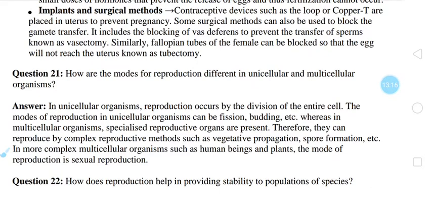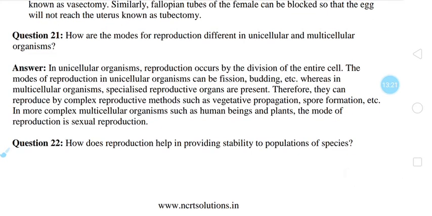Next question is question number 21. How are the modes of reproduction different in unicellular and multicellular organisms? In unicellular organisms, reproduction occurs by the division of the entire cell. The mode of reproduction in unicellular organisms can be fission, budding, etc. Whereas in multicellular organisms, specialized reproductive organs are present. Therefore, they can reproduce by complex reproductive methods such as vegetative propagation, spore formation, etc. In more complex multicellular organisms such as human beings and plants, the mode of reproduction is sexual reproduction. So these are the modes of reproduction different in unicellular and multicellular organisms.